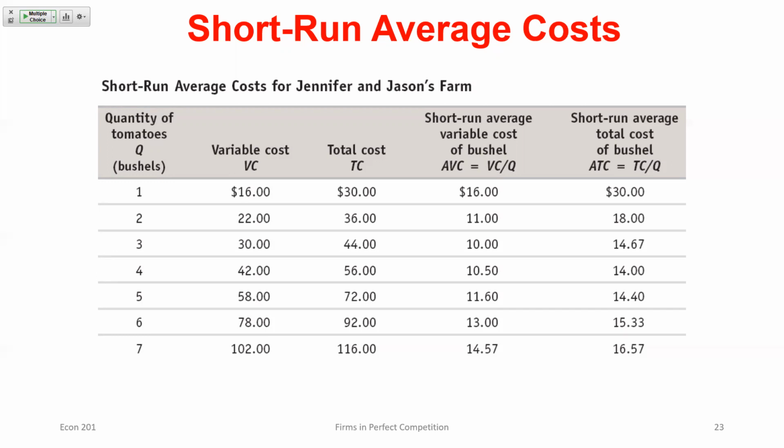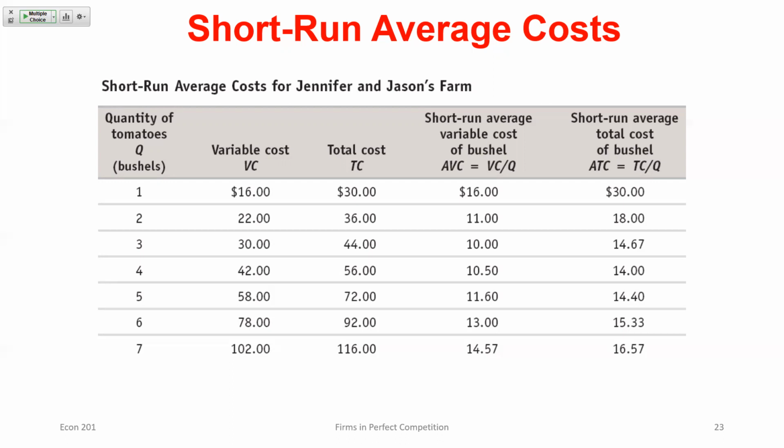Now here, I'm going to have different total costs at every single quantity. So for the first one, 30 divided by 1, average total cost is 30. 36 divided by 2, average total cost would be 18. 44 divided by 3, and so on and so forth. That's how I'm coming up with that average total cost. Same idea when I want average variable cost. I'm just going to take my variable cost and divide it by however much I'm producing, the quantity. So 16 divided by 1 is 16. 22 divided by 2 is 11. 30 divided by 3 is 10, and so on and so forth.